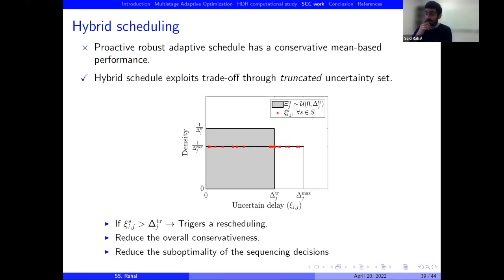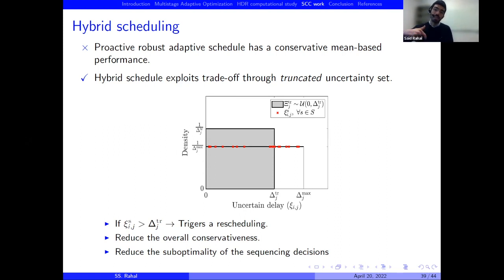So to address that, what I did, I said, okay, fine, I will implement something called a hybrid scheduling approach. So it will provide a trade-off between frequent scheduling and conservative solution. The way it works is that I will adapt a truncated uncertainty set. So I know that the maximum delay is delta max for a processing unit J, but in the model, I will assume that the maximum delay is delta J truncated.